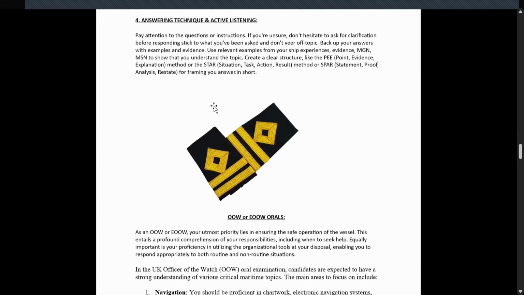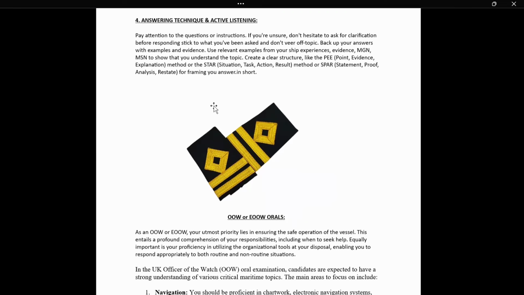Now, what is the answering technique and active listening? Please pay attention to all the instructions that have been given to you by the surveyor. And if you've not understood any question, clarify that then and there before responding. Many a time it has happened in the past that the surveyor has said something, you understood something else, and finally you answered and veered off the topic.